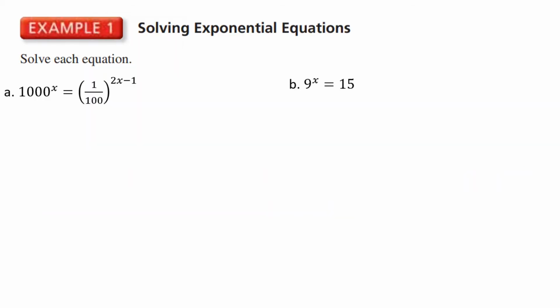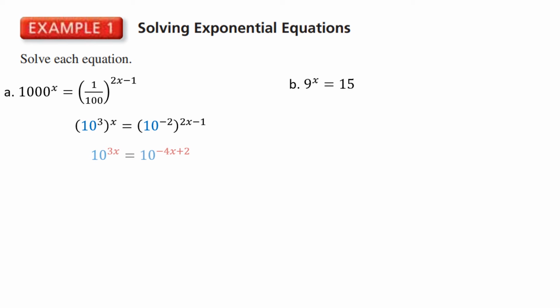Let's bring that concept into example A. Can we solve the equation 1000 to the x equals 1 over 100 raised to the 2x minus 1? I hope it doesn't take too much effort to recognize that 1000 and 100 both can be written as 10 to some exponent. So when we rework this, do you see that the left side can be 10 cubed raised to the x, and 1 over 100 could be 10 to the negative 2.